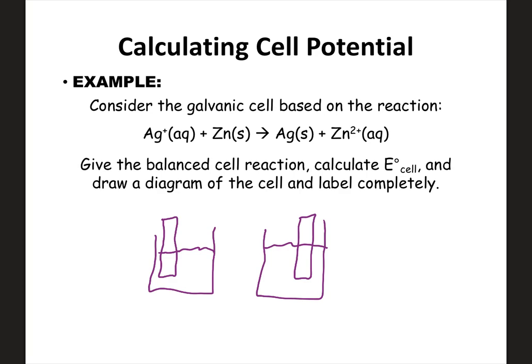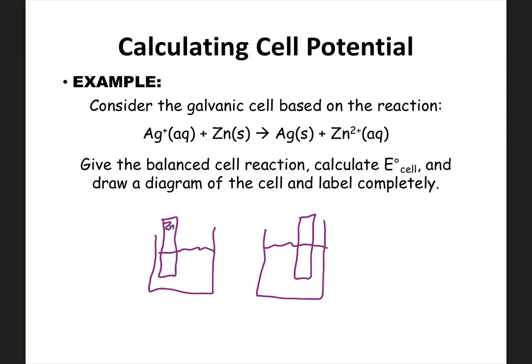So let's start with the anode here. It doesn't matter which side you put things on as long as you know which side's the anode and which side's the cathode and which way everything's flowing. So I'm going to put the anode on the left. I already labeled my zinc half reaction here as the anode. So this would be the solid zinc.